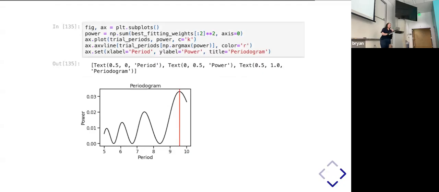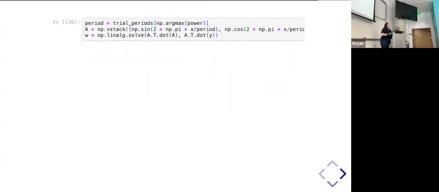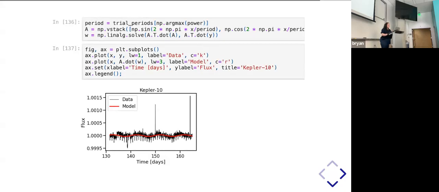Here's our periodogram done in exactly the same way. You can see the best fitting period here is probably around 9 and a few days. We make the model at that period, which we're doing exactly the same way. We get the trial period that's at the maximum power. We make the model using the design matrix. Perfect. Now, already, this is better than our polynomial.